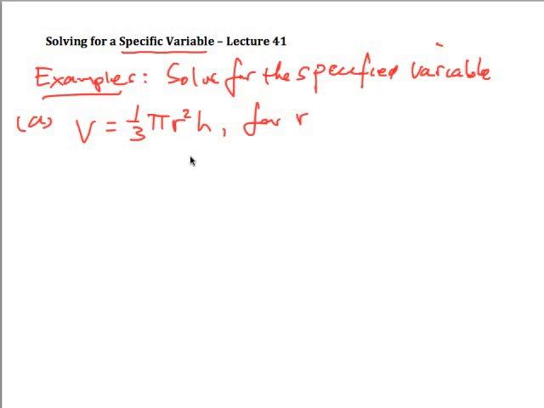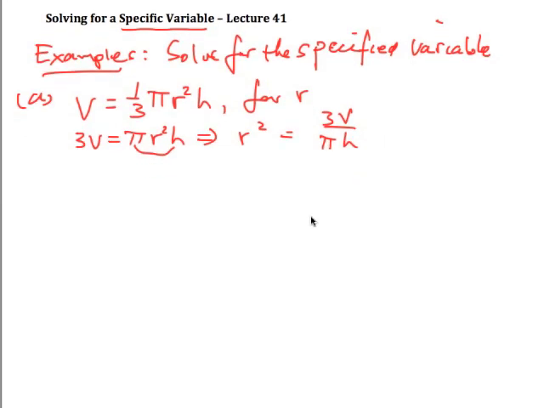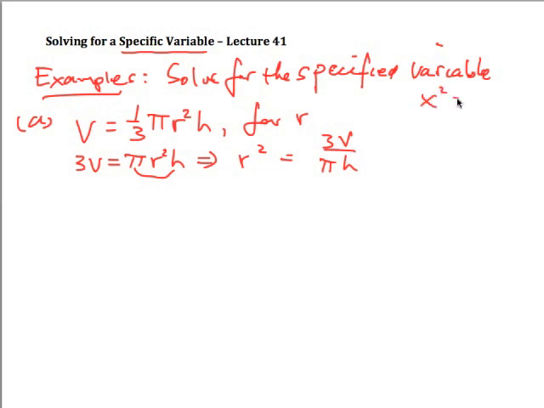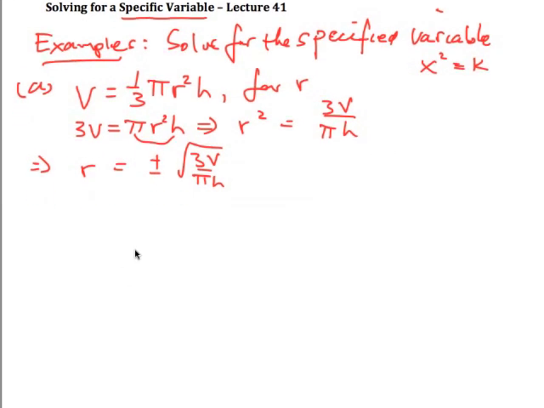Now, to do that, we need to see if we can get it into a form where we can apply one of our quadratic techniques. So the first thing I'm going to do is multiply both sides by 3. And then these two numbers here are multiplied, so I'm going to get r squared by dividing both sides by pi and h. Now notice that this is in the form x squared equals k, and so we know how to deal with this. This is going to imply that r is equal to plus or minus the square root of 3V on pi h.